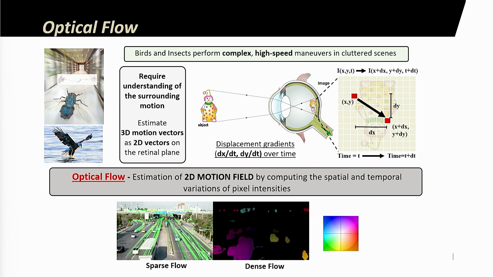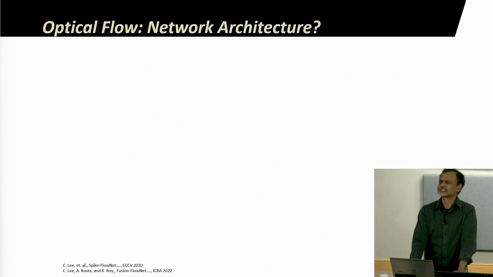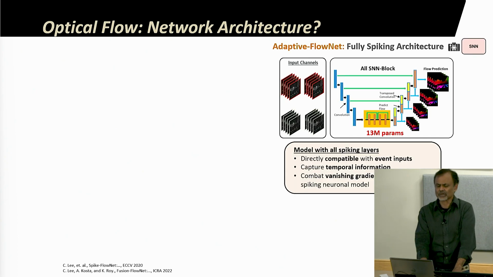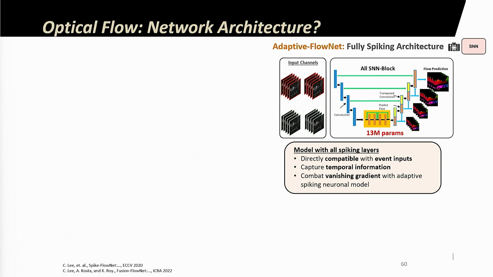This is an example of sparse and dense optical flow that I'm showing at the bottom. That's the basis of a lot of the computations that you might be doing for drones later on. So optical flow is absolutely important. So what's the network architecture for optical flow? One of the things that we ended up doing in this particular case is we came up with a fully spiking network architecture, just taking inputs coming from the DVS camera. How we come up with and train this network architecture, I'm not going into the details of it, but it turns out it's possible to do that.